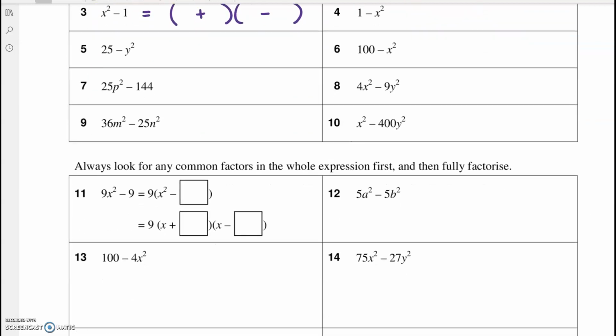There's a little clue when you get down to the next box that you might need to take out your highest common factor first, but they've started the first one for you.